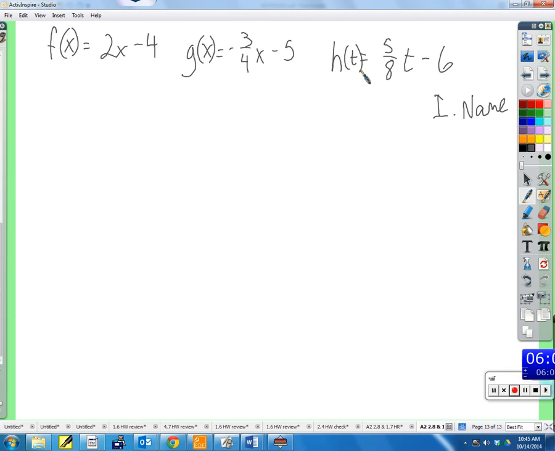Yes, it is actually. What's that? No. That's the one thing that I want to make clear today, is that it's not taking h times t. It's saying h of t. It means h is a function of t. What does that mean?